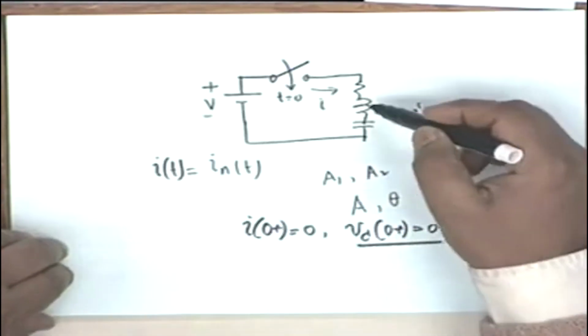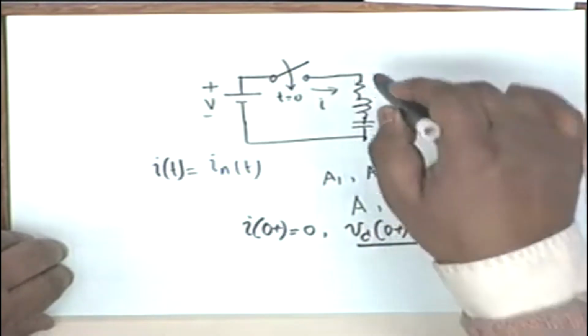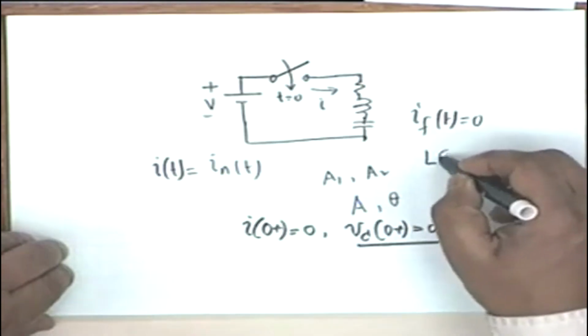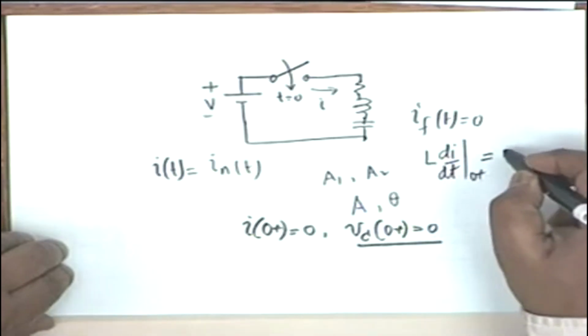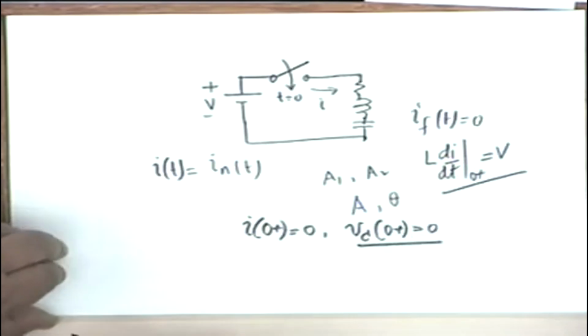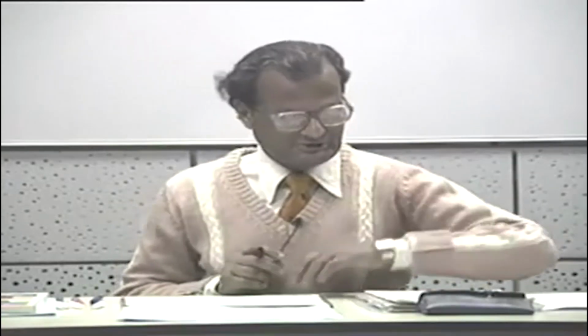What it does is that I(0+) equals 0, so the drop across the resistance is 0, and therefore L di/dt at t equal to 0 plus becomes equal to V. This is how this initial condition comes into the picture. This also I have discussed earlier. So in a sense, so far it has been a repetition.